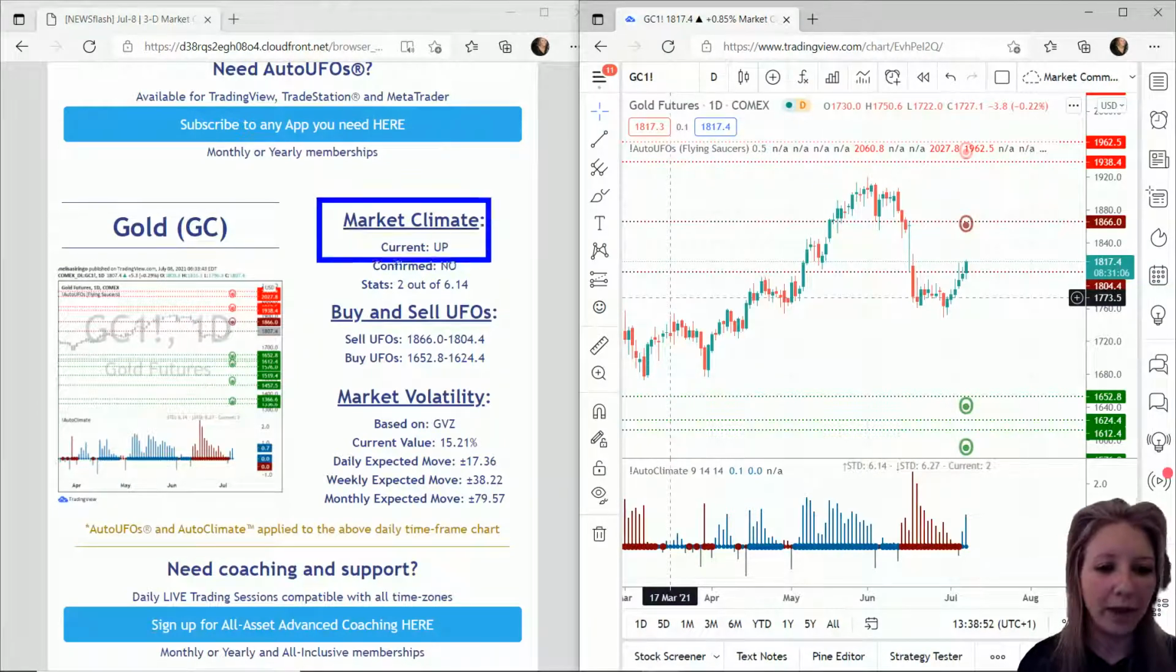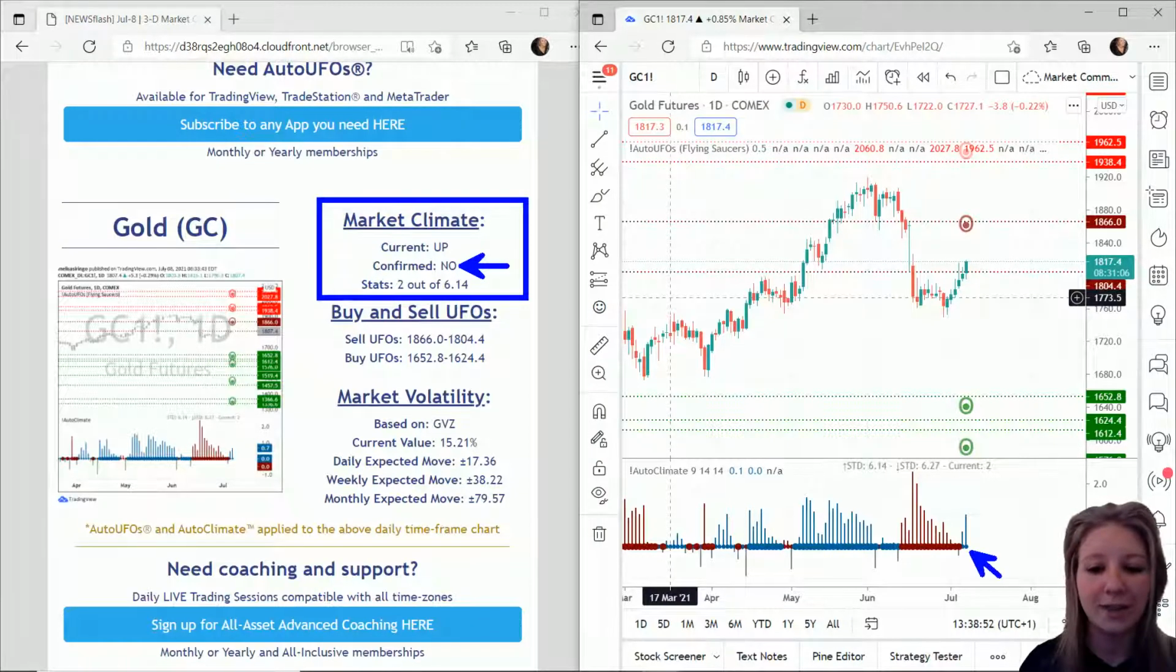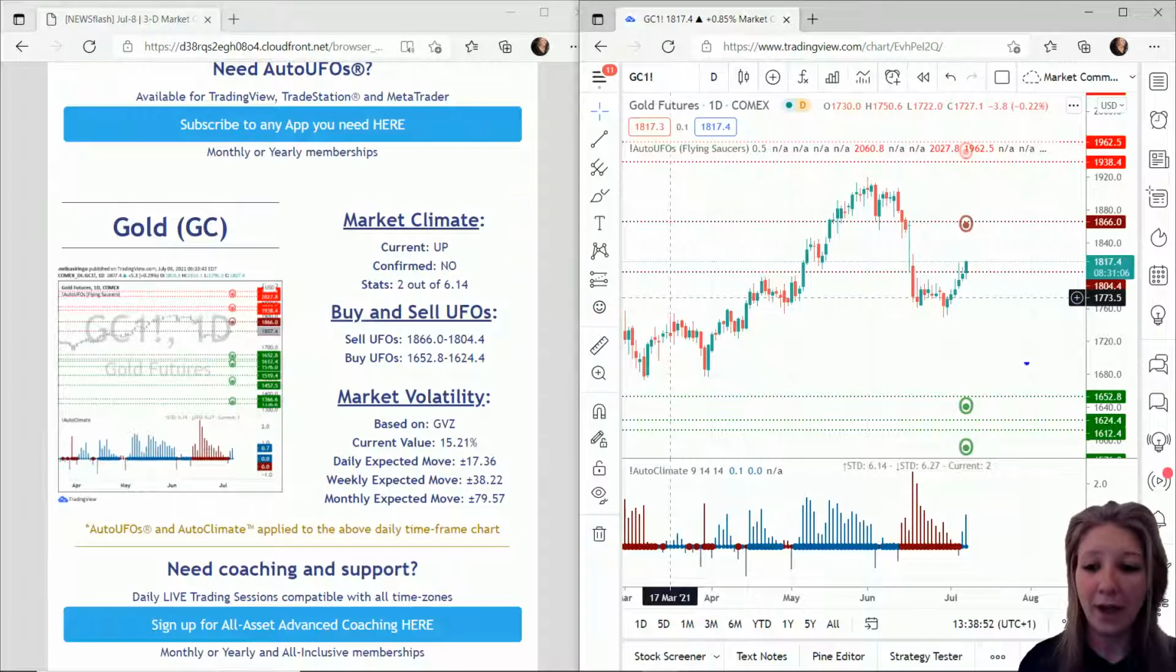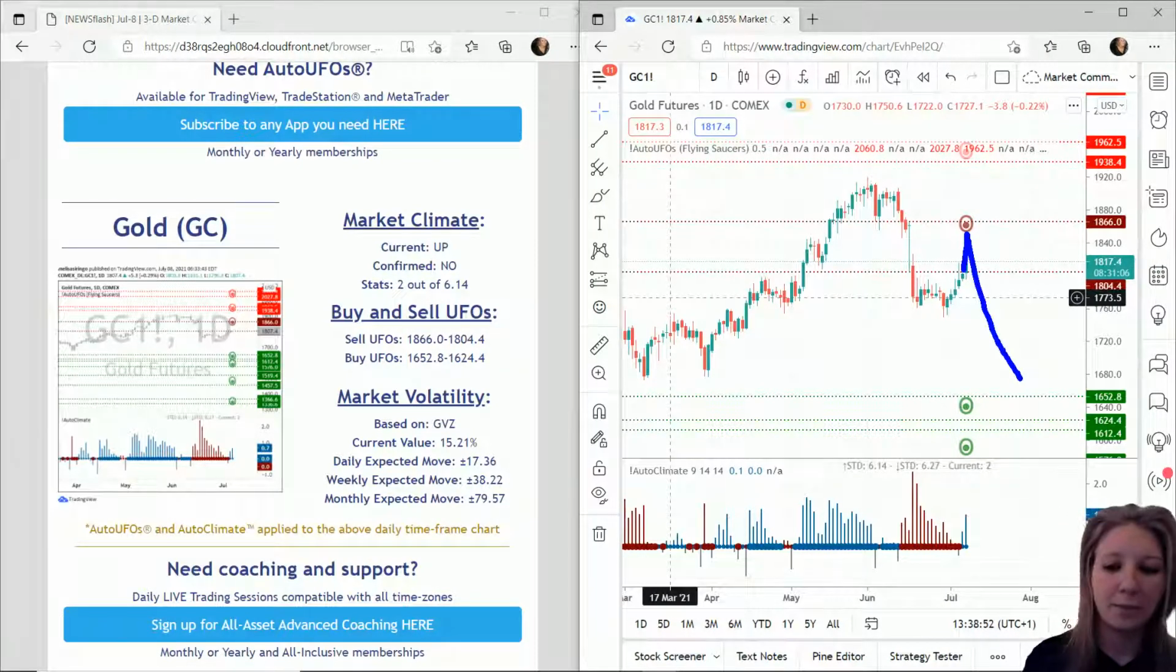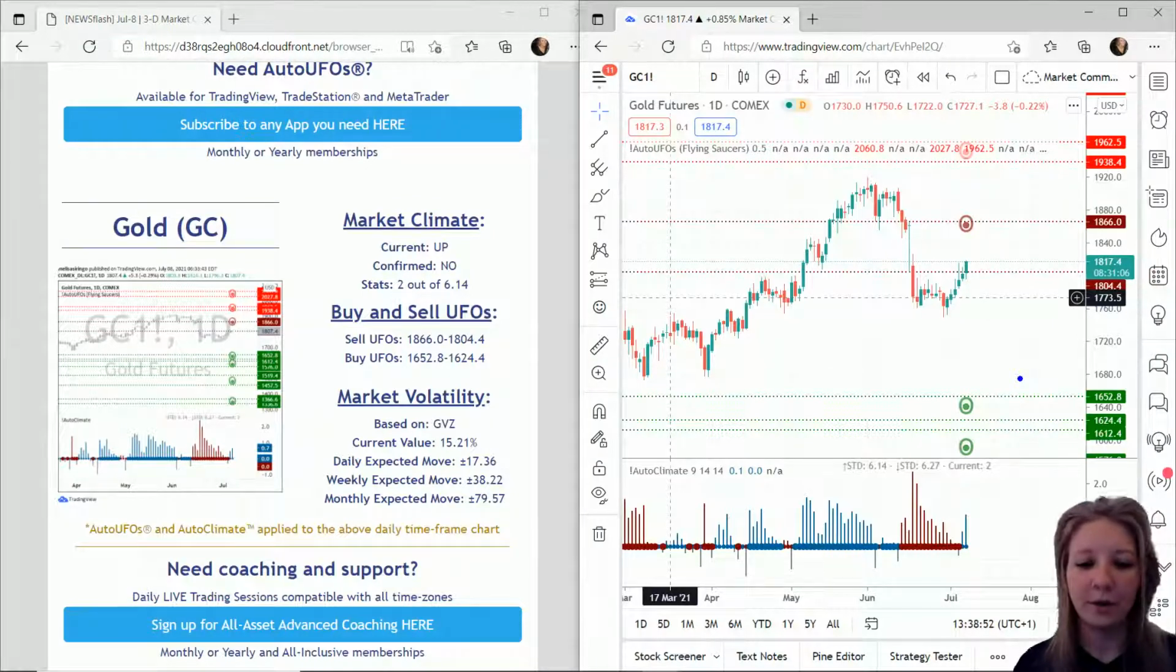So with gold, we have an unconfirmed climate. So as it says here, confirmed no, and we have a thin dot. Doesn't matter about the color. Point is it's unconfirmed, which means not enough probability, which means we do something else. We change time frame, we change market. Now we do have sell orders here between 1866 to 1804.4, which perhaps may push price down. Now price has touched here a few times already, so it may not, but if it does maybe penetrate a little bit deeper into this UFO and then come down, wouldn't be surprised. But for the time being, not enough probabilities to call it.